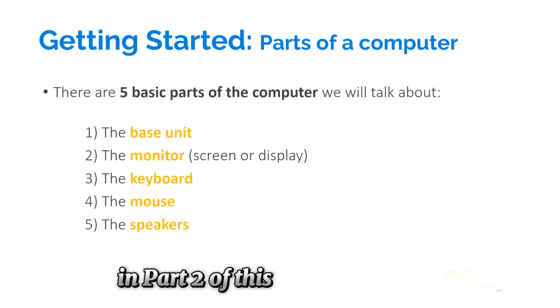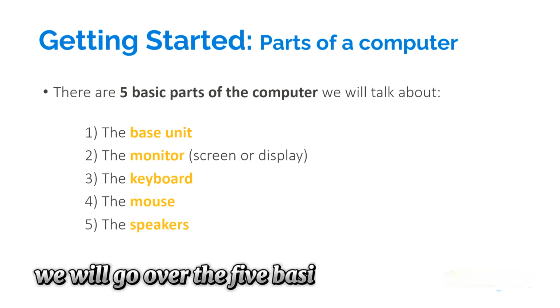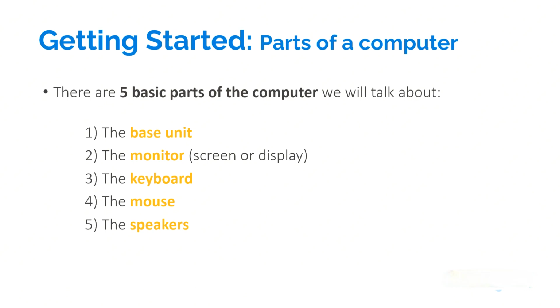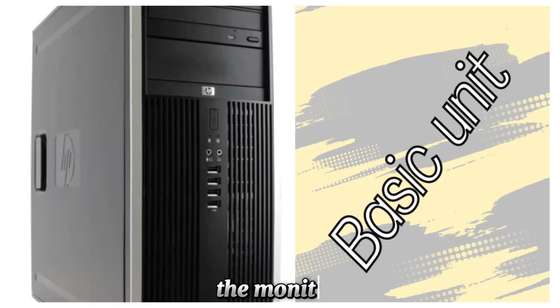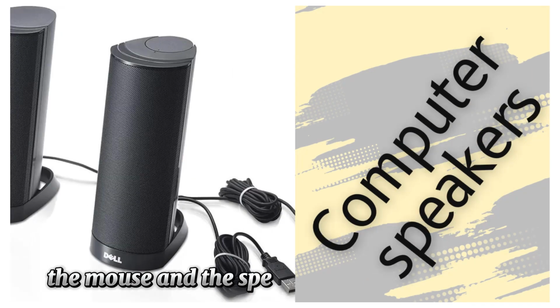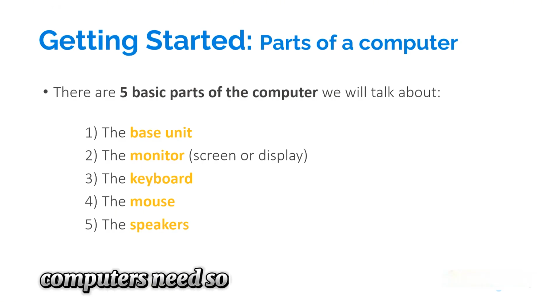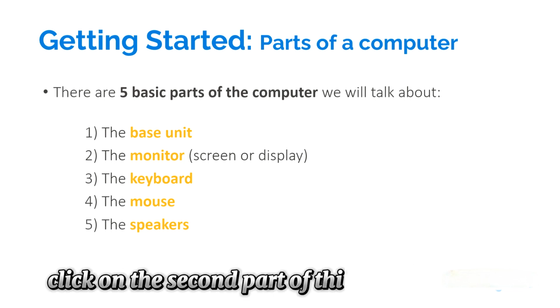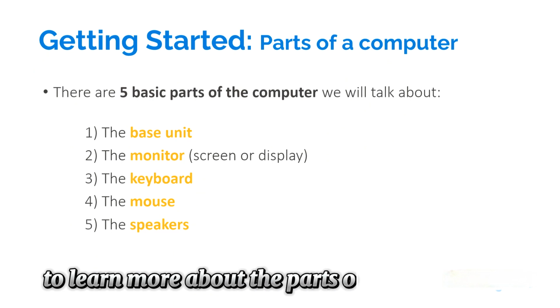In part 2 of this video, we will go over the 5 basic parts to a computer: the base unit, the monitor or screen, the keyboard, the mouse, and the speakers. Computers need some version of all 5 of these to fully and properly function. Click on the second part of this video now to learn more about the parts of your computer.